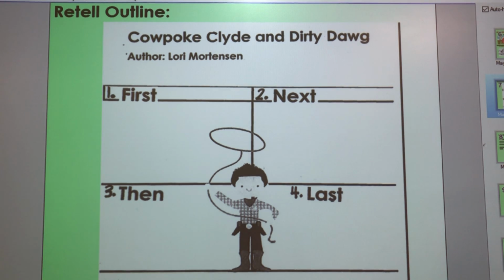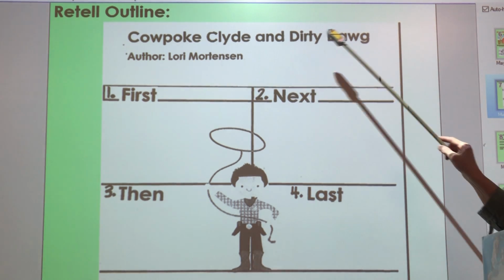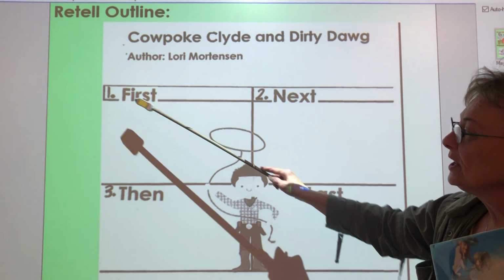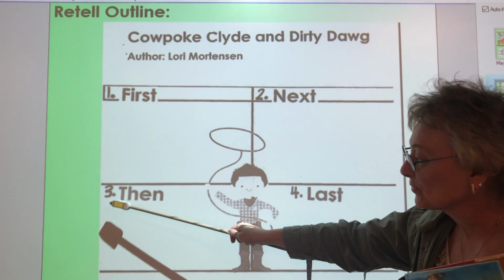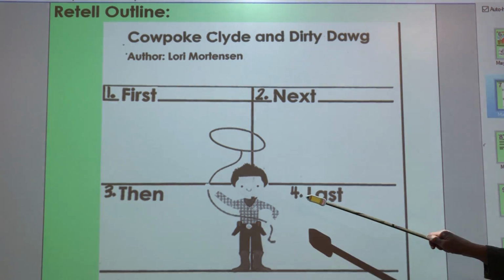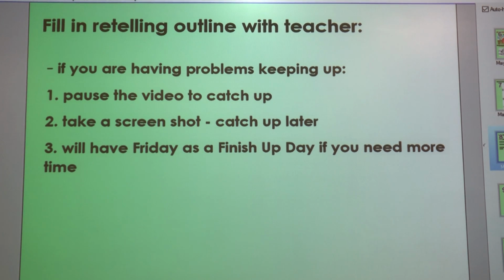We're going to be using this retelling outline to help us. Check to make sure that you've got the title at the top, Cowpoke Clyde and Dirty Dog. We're going to look at number 1, the first things that happened in our story. What happened next in our story? Number 3, then what happened? And 4th, what happened at the last or the end of our story? When you're filling in the retelling outline chart with your teacher, if you're having problems keeping up, pause the video to catch up, take a screenshot and catch up later, and you will have Friday as a finish-up day if you need more time.